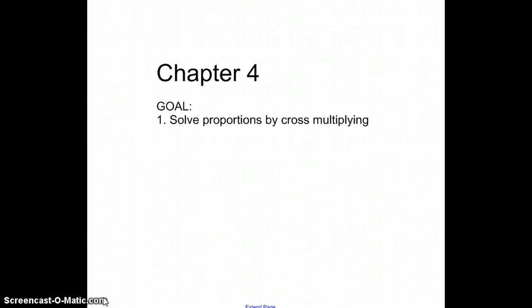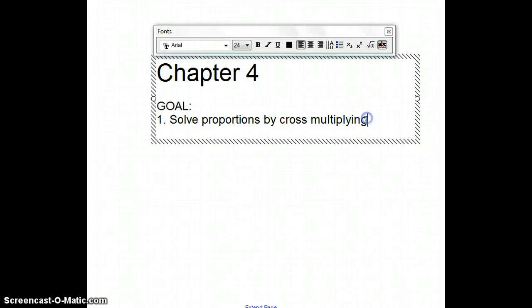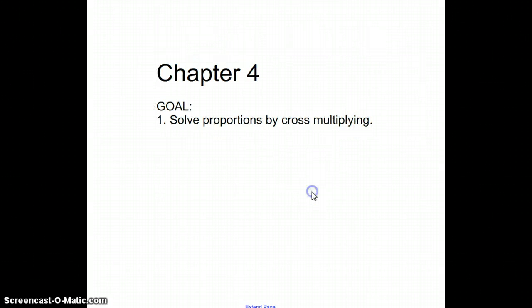Just as we get started with Chapter 4, by the end of this video you should be able to solve proportions by cross-multiplying. Okay, so that's your goal for the video. Be grammatically correct there. Put that period in. Alright, let's take a look here.